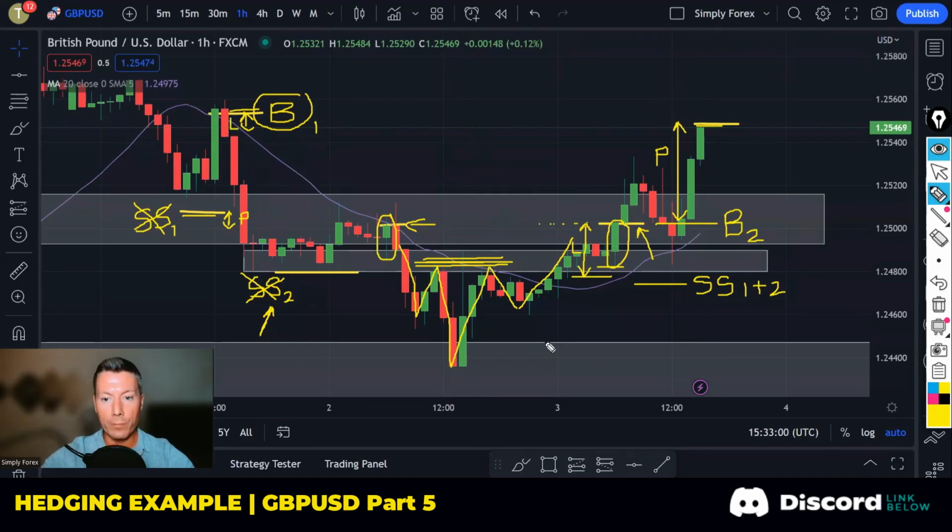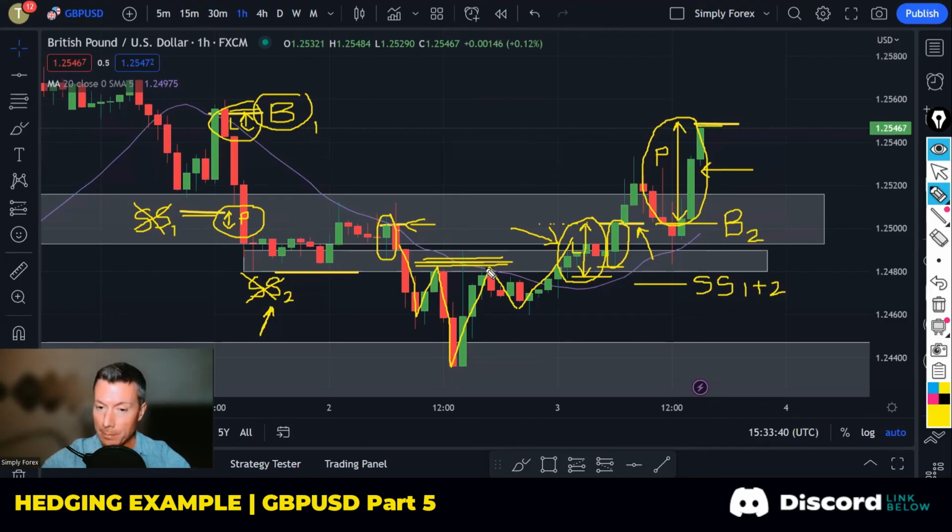So if we look at all the losses and profits, this loss here and this profit here were about the same, so they've cancelled each other out. Then we had this loss here and this profit here. And as you can see, this profit here is far larger than this loss here. So we have washed this trade.